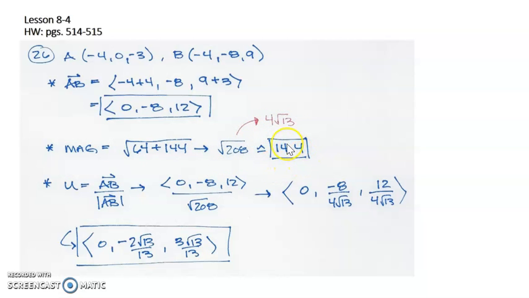We could also set that magnitude as 14.4, but the 4 root 13 helps us in the next phase when we're calculating a unit vector in the same direction because it cleans this up a little bit. We don't want to be dividing by 14.4. We want to divide by something more exact, like 4 root 13. We'll get the radical out of the denominator and simplify, and you end up with this unit vector that runs in the same direction as the initial unit vector.